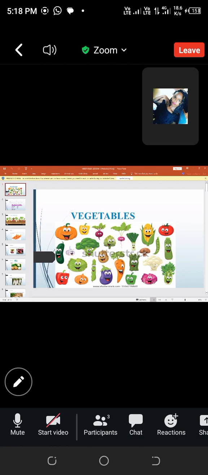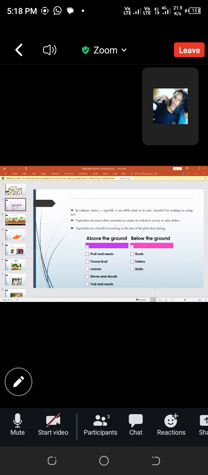Now let us go to our second presentation. In culinary terms, a vegetable is an edible plant or its part intended for cooking or eating raw. So you can eat vegetables when they are raw, or you can cook them, and they are consumed as a salad when raw, or cooked in savory dishes or salty dishes. Vegetables are classified according to the part of the plant they belong to.